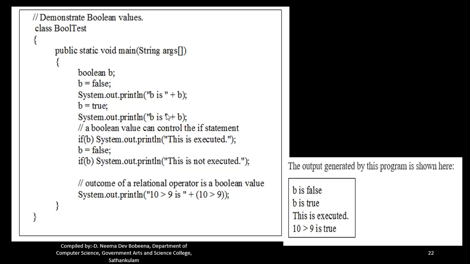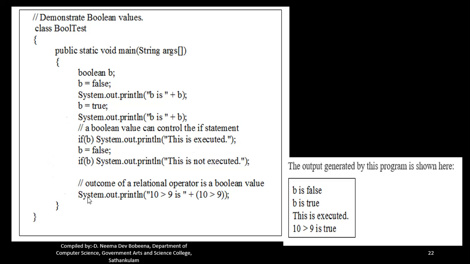Here is a program for Boolean type data, Boolean b. First we have assigned false to b. Now we are printing system.out.println b is b. It will print b is false. Now we change the value to true. Then we print the value, so we get b is true. Now, if b: at last b is assigned true, so if b will return true, and it will execute the system.out.println, so this is executed. Now we change the value to false. If b is false, this line won't get executed. So this is not executed, it will never get executed.